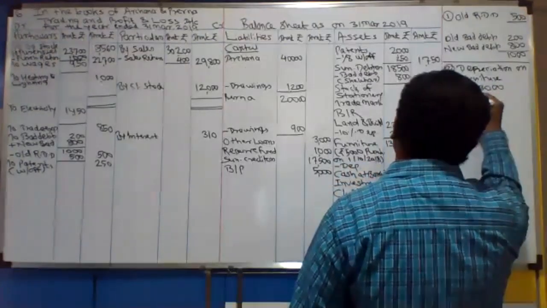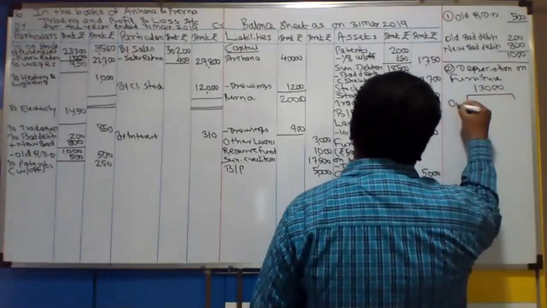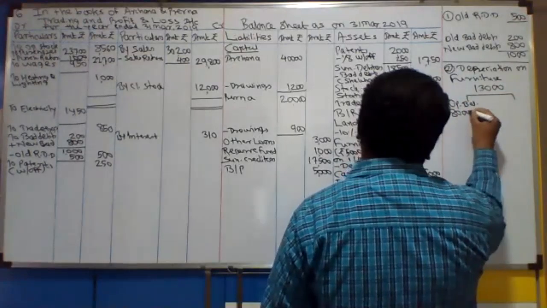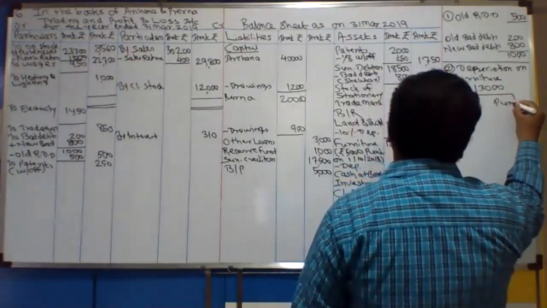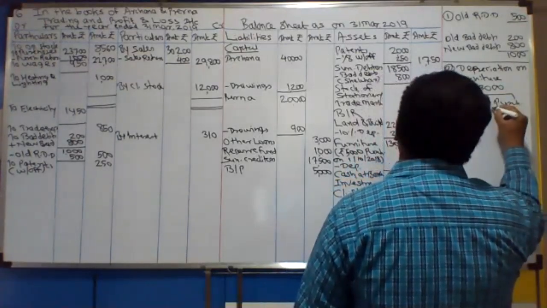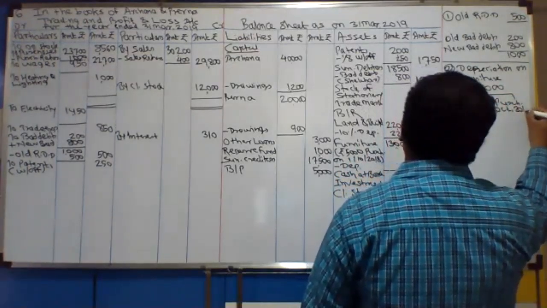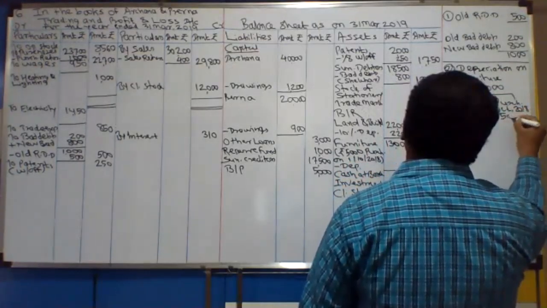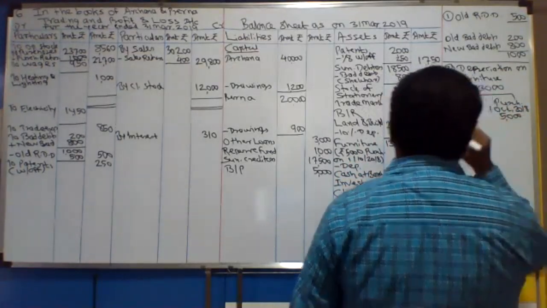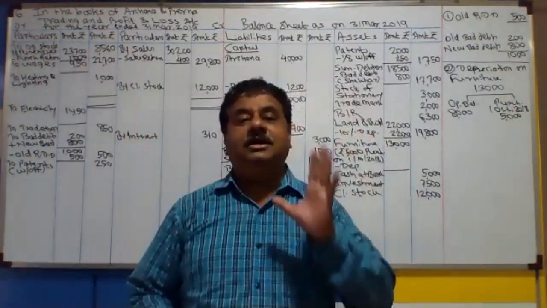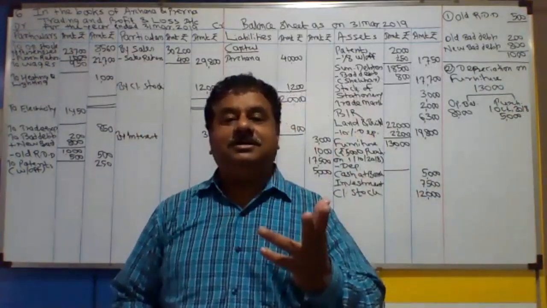13,000 is the amount given to you. Okay. Opening balance is 8,000 and newly purchased, that is purchased on October 2018, that is 5,000. So how is it 13,000? 8,000 plus 5,000.